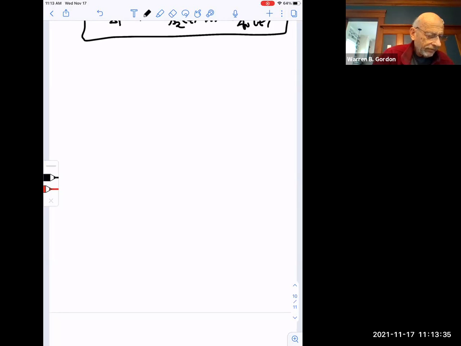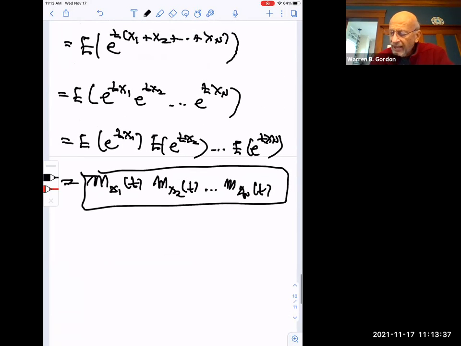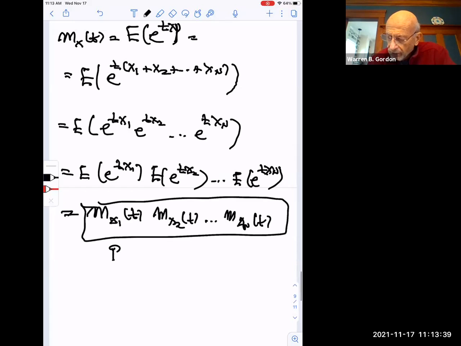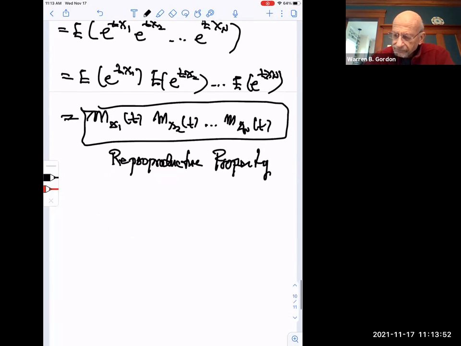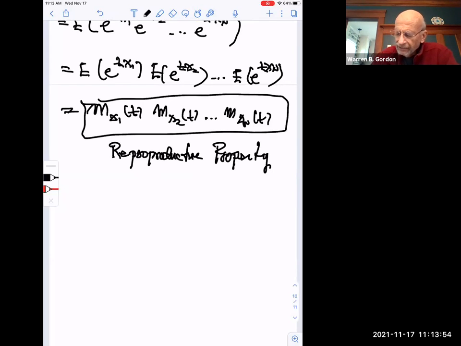And by the way, this has a name. This is called the reproductive property. Now, we're going to actually find closed form expressions for moment generating functions. So this is going to be very, very useful for us down the road.